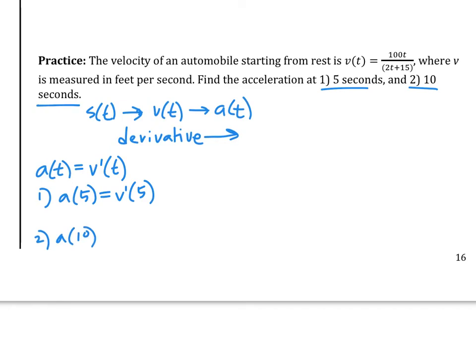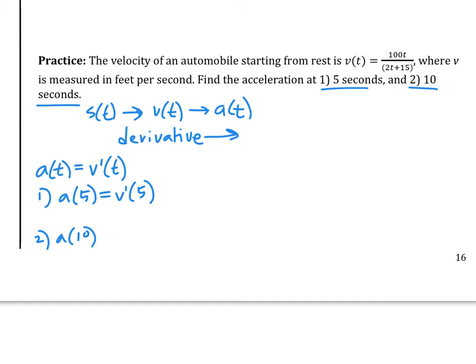Please remember you got to write this. You cannot just have this because if you just say a of 5, you cannot assume that the reader knows that you took the derivative, or you know that the derivative of velocity is acceleration. So make sure you do write somewhere that a of t is equal to v prime, telling the reader you understand that if you want to find acceleration, you have to take the derivative.